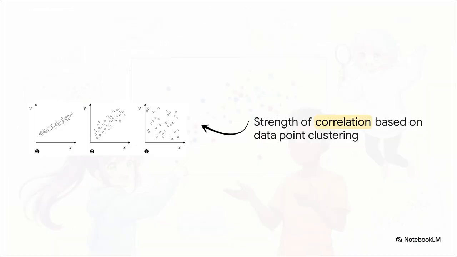But hey, it's not just about the direction, it's also about the strength of the relationship. Look at the difference between these three graphs. Graph 1 shows a really strong correlation. See how tightly the points are clustered together, hugging that invisible trend line? Graph 2 is a bit looser, so it's a moderate correlation. And graph 3, well, that is just a completely random scatter. If your data looks like graph 3, there's absolutely zero correlation between your variables. They just do not affect each other in any measurable linear way.